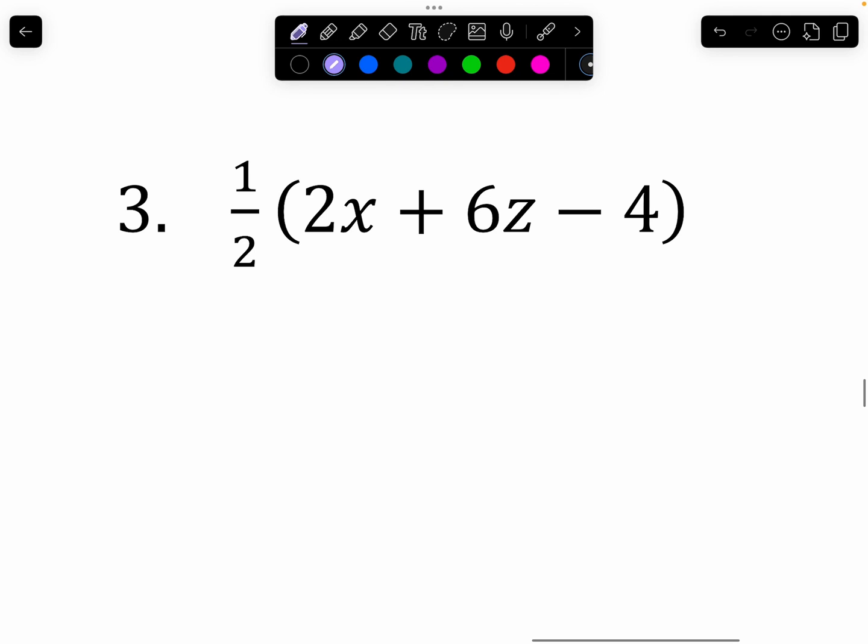Let's come over here. There's a lot going on the inside of my parentheses, but none of the things that are going on the inside of my parentheses are like terms. I have a 2x. And then I have a 6z. So although they both have a variable, the variable is not the same variable, so I can't combine them in any way. And then I have a negative 4 at the back. It's just a number. I can't do anything with it. So what I'm going to have to do is distribute this 1/2.